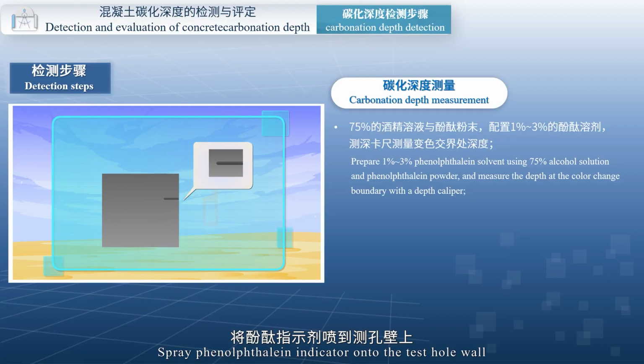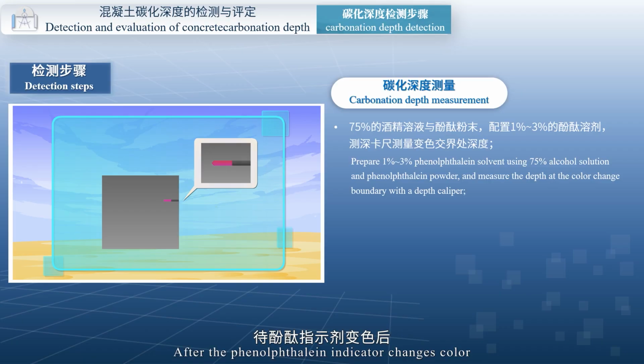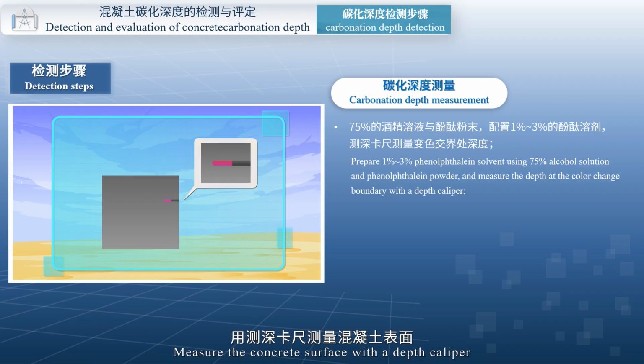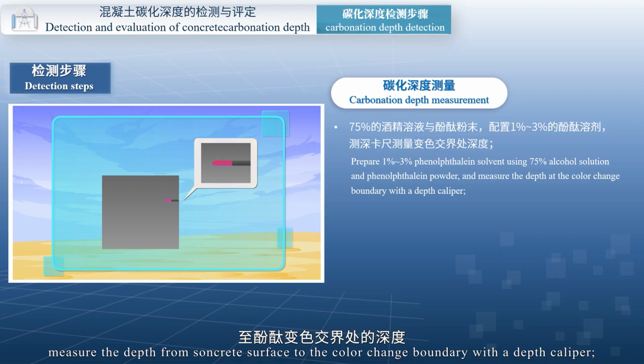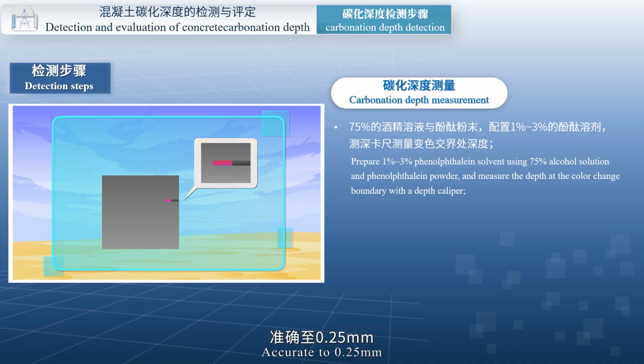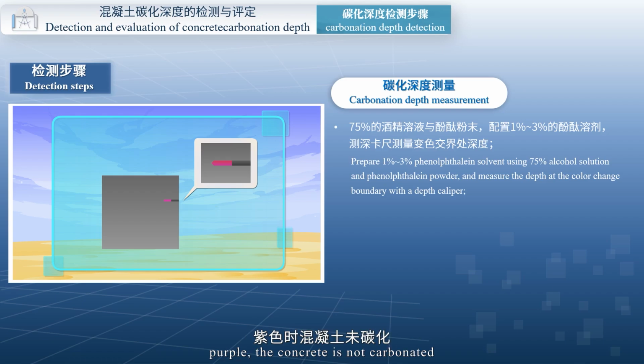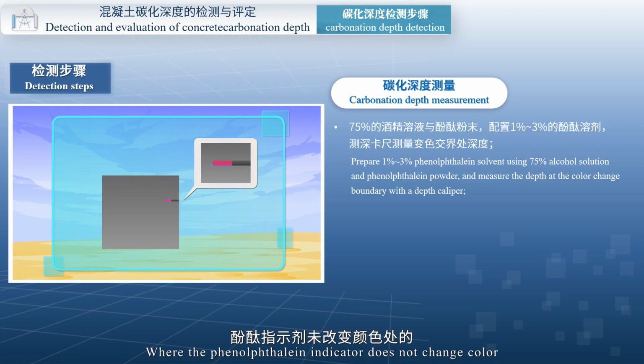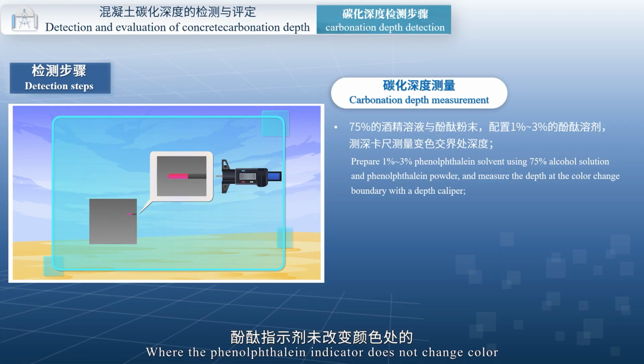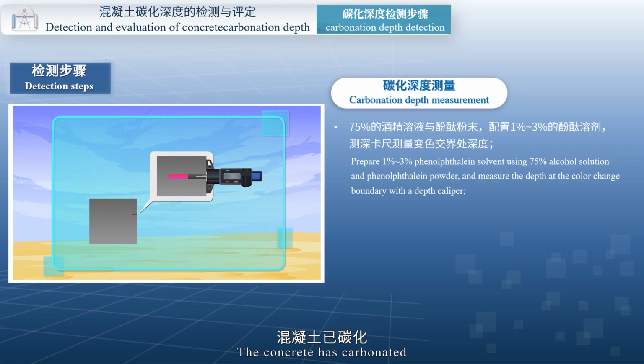Second, spray phenolphthalein indicator onto the test hole wall. After the phenolphthalein indicator changes color, measure the depth from the concrete surface to the color change boundary with a depth caliper, accurate to 0.25 mm. Where the phenolphthalein indicator changes from colorless to purple, the concrete is not carbonated. Where the phenolphthalein indicator does not change color, the concrete has carbonated.